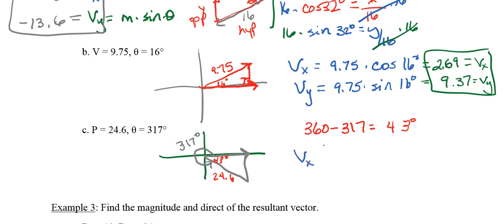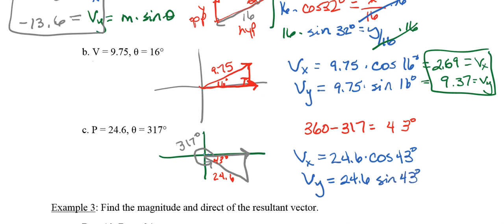So for my horizontal component, I'm going to do 24.6 times cosine of 43. For my vertical component, 24.6 times sine of 43. X is moving to the right, so it is positive, and so it's approximately 17.99. And my vertical component is going down, so it's a negative 16.78.